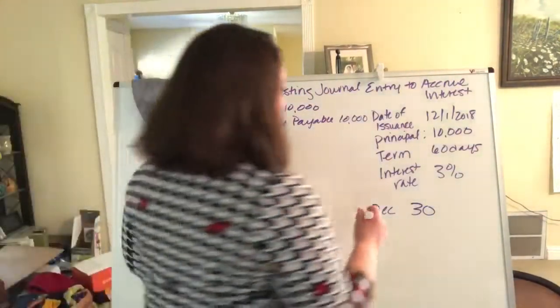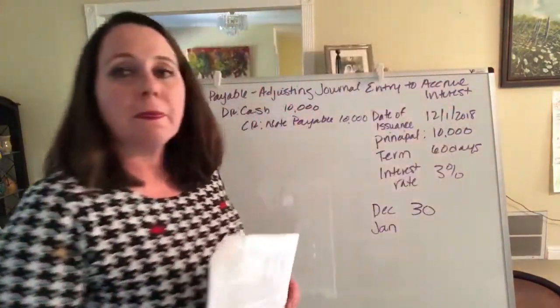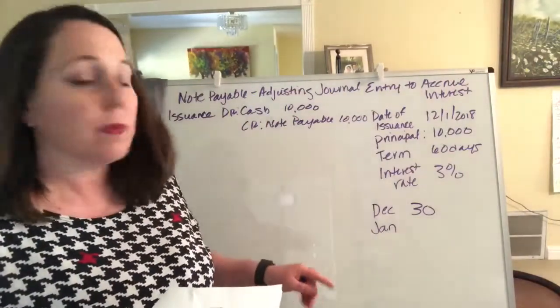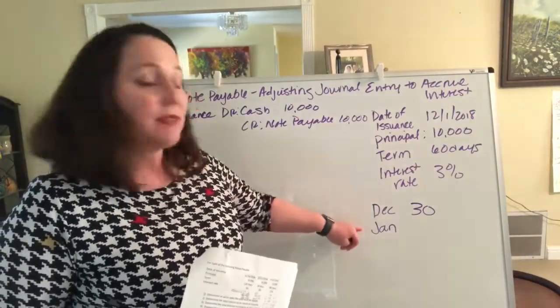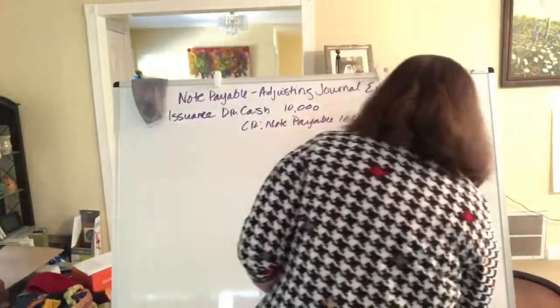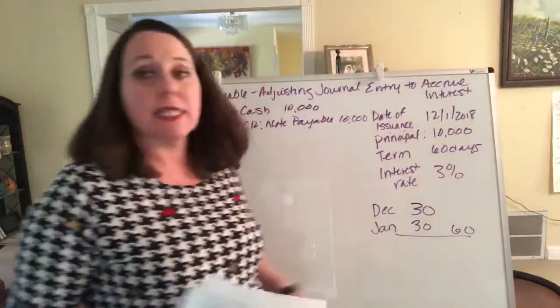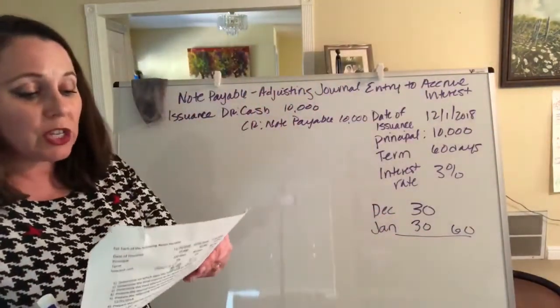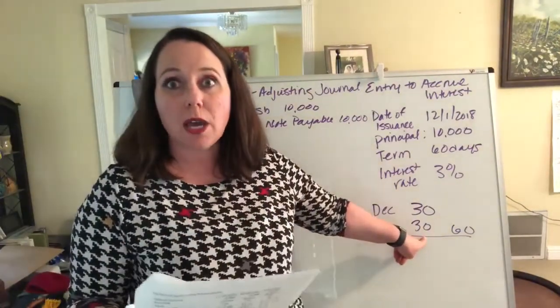Then we go to January, and if it's a 60-day note and the note's outstanding for 30 days in December, then it's going to have to be outstanding for another 30 days in January, for a total of 60 days outstanding. So on which date must the note be repaid? January 30th, 2019.